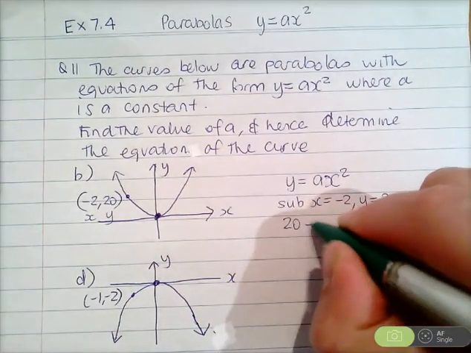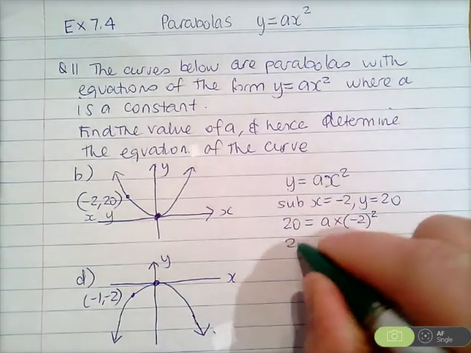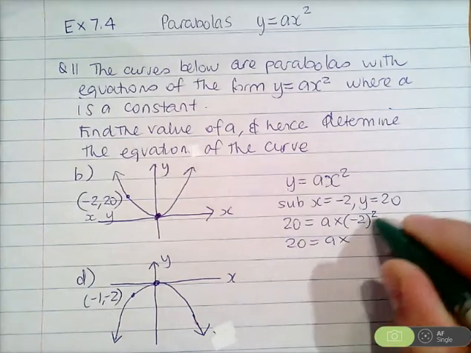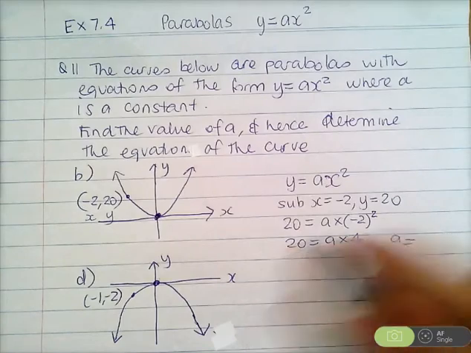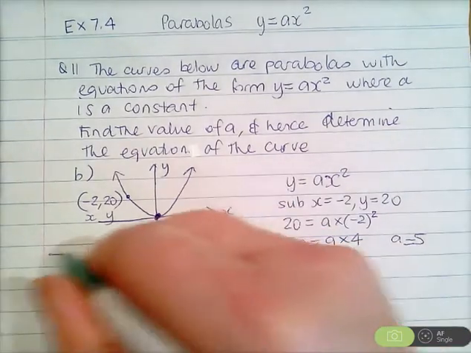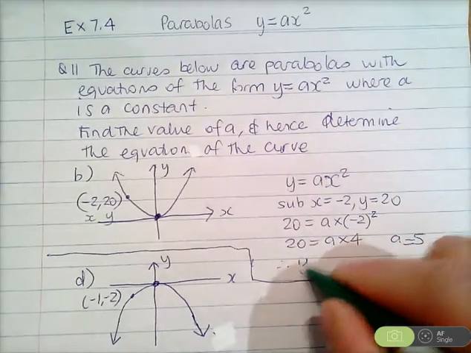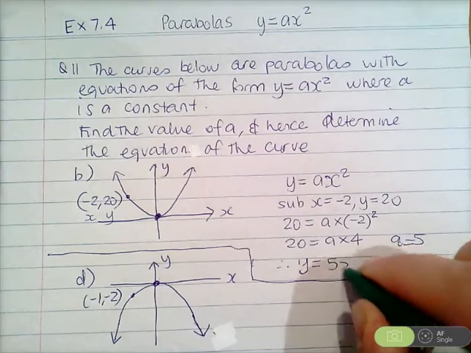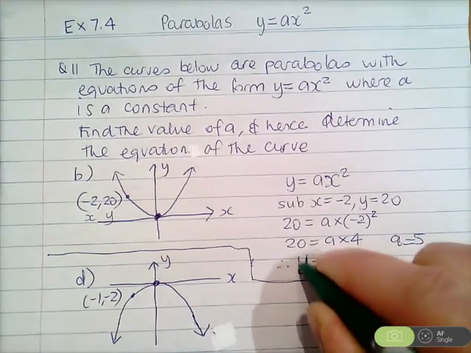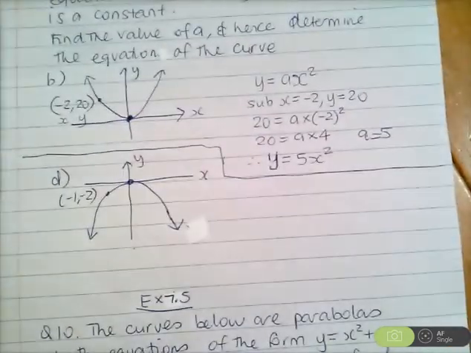So we've got 20 equals a times -2 squared. So we get that 20 is a times, now -2 squared is +4, so therefore wouldn't that be 5 times 4 is 20, so a is 5. So therefore your parabola will be y equals, we know that a is 5, it would be y equals 5x squared. So that is the first equation.